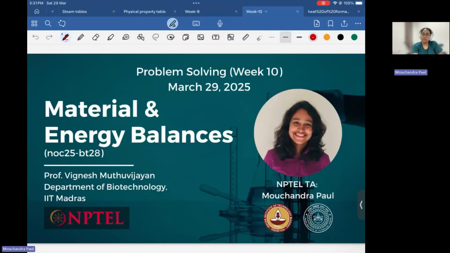Hello everyone, welcome to week 10 of the problem solving session for the course material and energy balances. For this week, we will continue with a few more types of energy balances, but here our focus will be doing energy balances for reactive processes. This week and the next week, we will focus on the broad topic of energy balance on reactive processes.